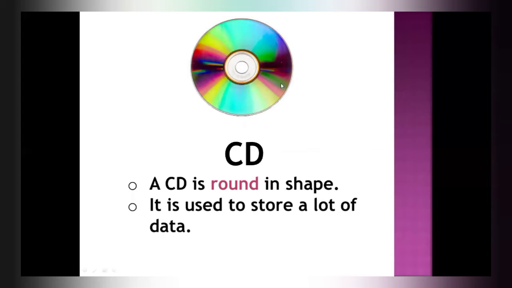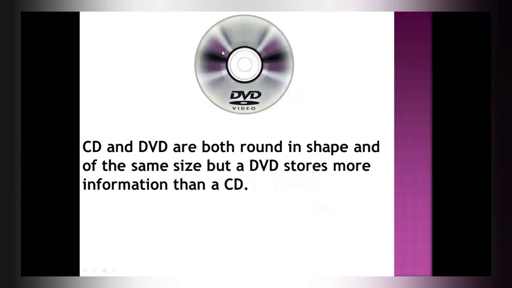So what is this? This is the CD. A CD is round in shape and it is used to store a lot of data. A CD is a storage device because we use a CD to save data. The next device is the DVD. A DVD is also a storage device. It is also round in shape. CD and DVD are both round in shape and of the same size, but a DVD stores more information than a CD.